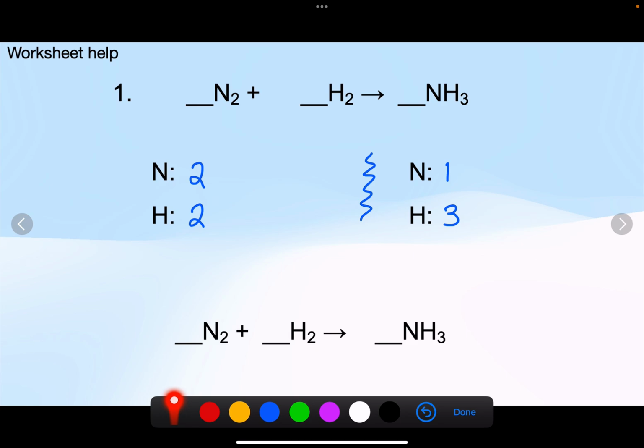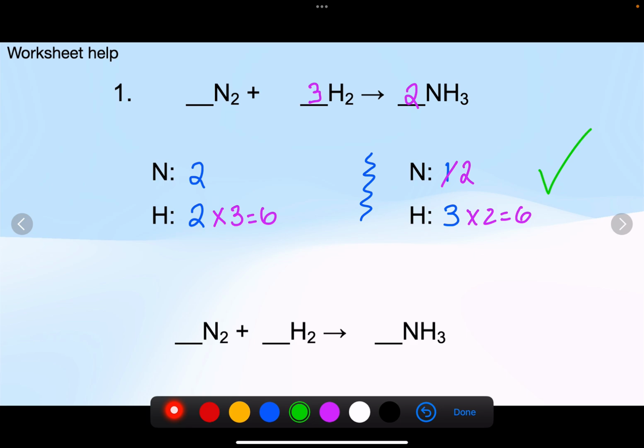So to make 6, I'll use purple. To make 6 hydrogens on the left, 2 times 3 gives me 6, so I put a 3 here. And to make 6 hydrogens on the right, 3 times 2 equals 6, so I put a 2 here. And when I do that, the 2 that I put down here also affects my nitrogens. So my nitrogens went from a count of 1 to a count of 2. And now you look and you see, okay, I've got 2 nitrogens on the left, 2 on the right. Happy. 6 hydrogens on the left, 6 hydrogens on the right. Happy.